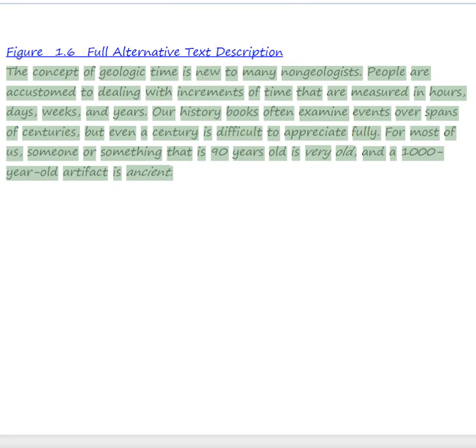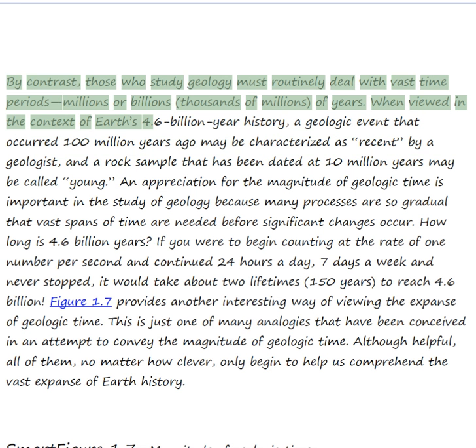The concept of geologic time is new to many non-geologists. People are accustomed to dealing with increments of time that are measured in hours, days, weeks, and years. Our history books often examine events over spans of centuries, but even a century is difficult to appreciate fully. For most of us, someone or something that is 90 years old is very old, and a 1,000-year-old artifact is ancient. By contrast, those who study geology must routinely deal with vast time periods, millions or billions of years.